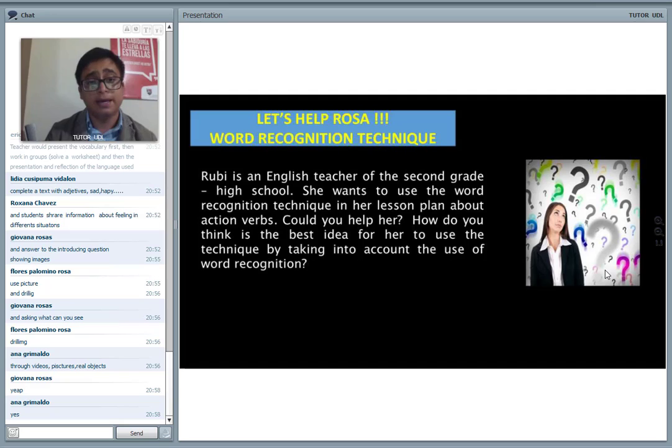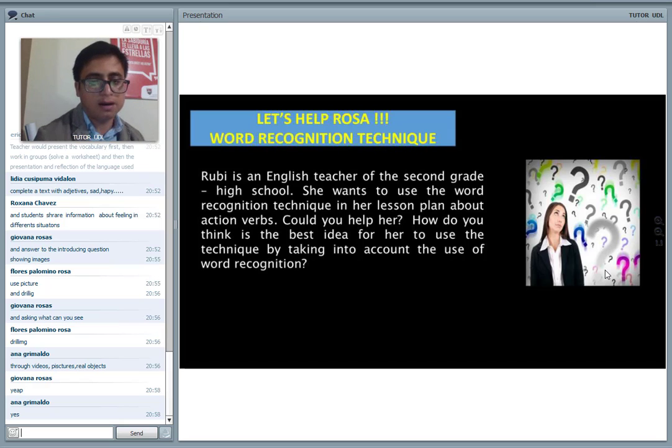Yes? Okay, let me show you here a situation. Rosa has a problem. Let's help Rosa. Word recognition technique. Oh, Rosa or Ruby, I'm sorry. So Ruby is an English teacher of the second grade of high school. She wants to use the word recognition technique in her lesson plan about action verbs. Could you help her? What do you think is the best idea for her to use the technique, taking into account the use of word recognition? What does she have to do?